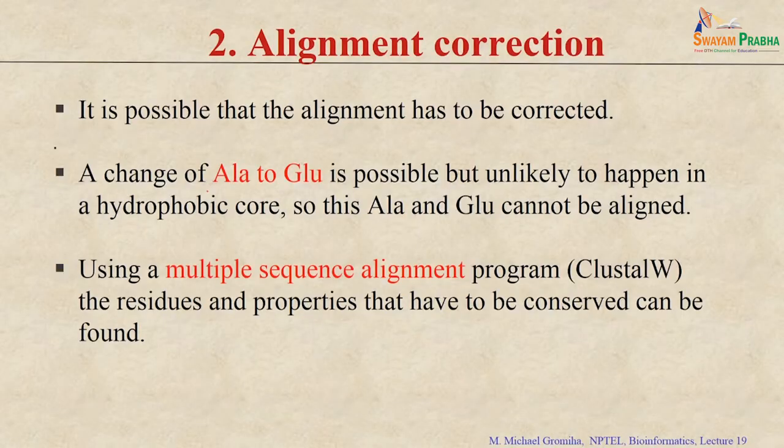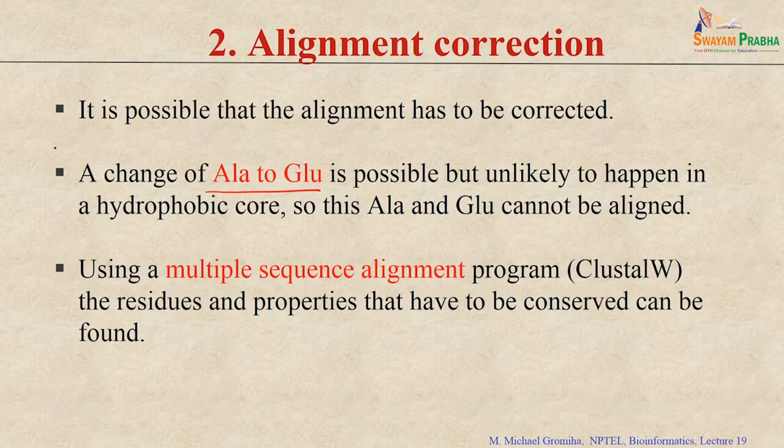Okay, now what to do? You get the templates, right? You have your query sequence and you get the template, you check the literature and other information, finally you decide that okay, this is your template. Okay, then check whether the alignment is correct or not, for example, if you see an alignment, right, alanine is mutated to glutamic acid.